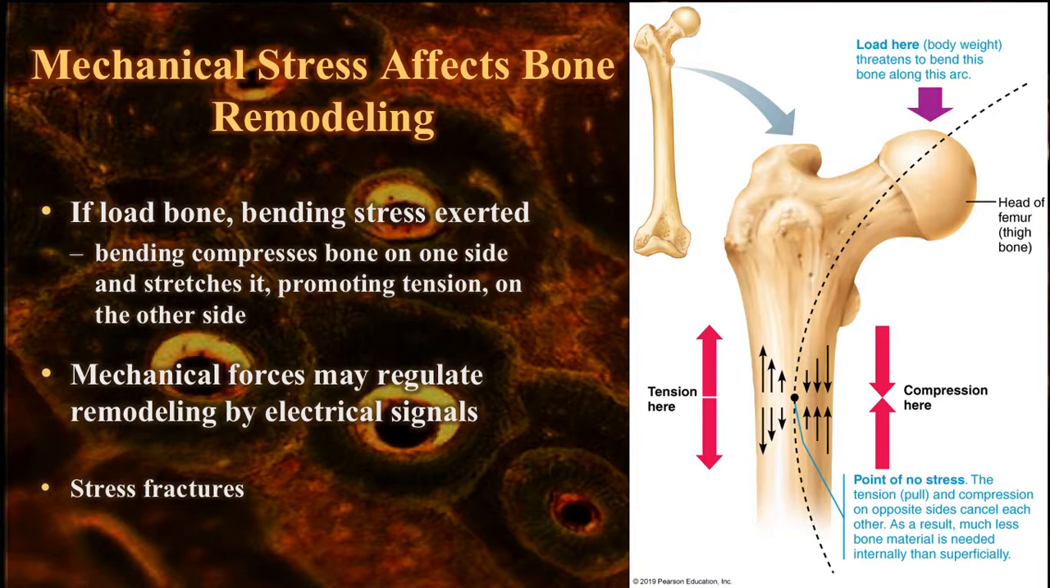Now, it says on here, mechanical forces may regulate the remodeling by electrical signaling. What is thought to be happening is that when this happens, ions start moving in between the cells, and those ions moving can turn on cells on one side to make bone more, turn off cells on the other to get rid of bone on the other side. Okay? But we can remodel our bones to withstand different types of forces. Okay, this leads to a discussion about stress fractures.